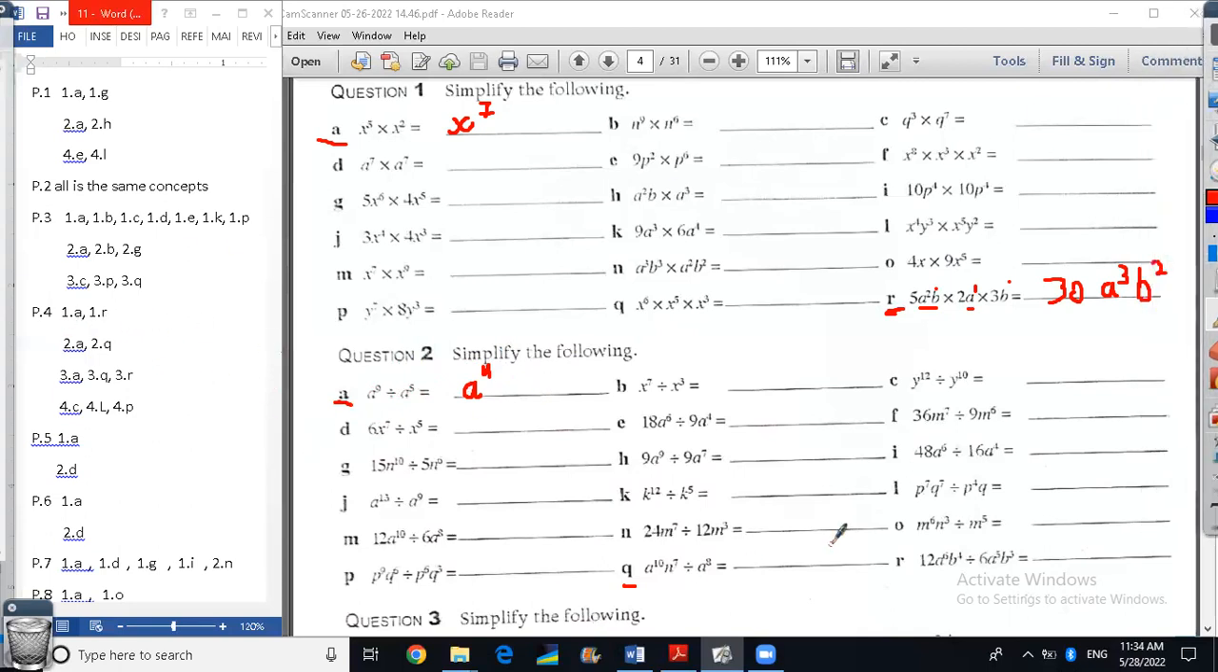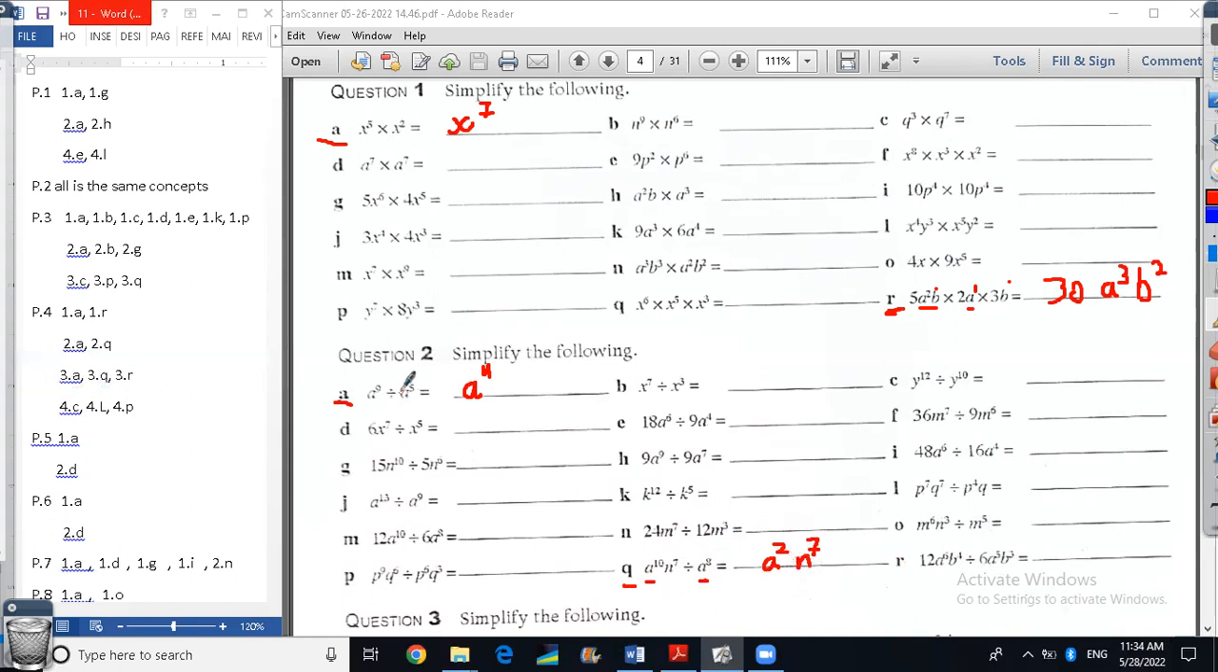Page 4, question 2Q. All right, here it is. The same thing exactly. We're going to take the a's together. A to the power of 10 divided by a to the power of 8, minus the powers. It's a to the power of 2. N to the power of 7 divided by, there are no n's here, so it just stays the same. N to the power of 7. The same thing exactly, stays the same. So a to the power of 2 minus n to the power of 7.